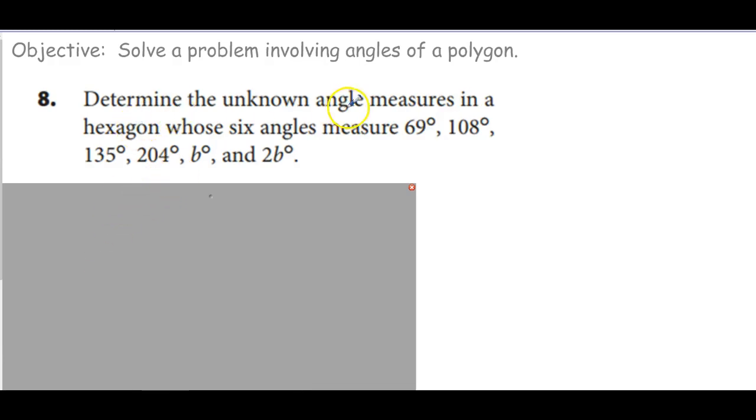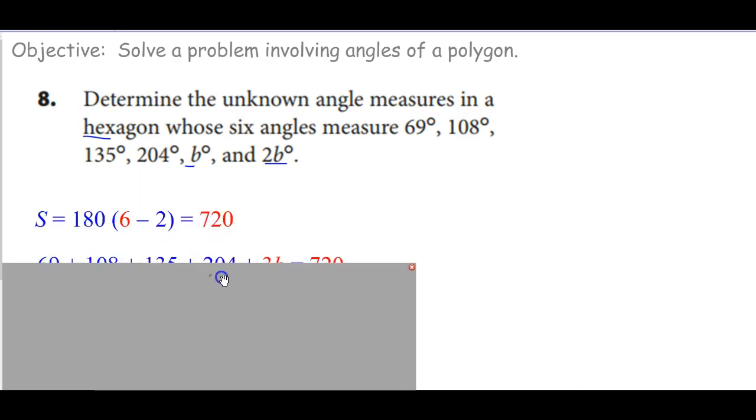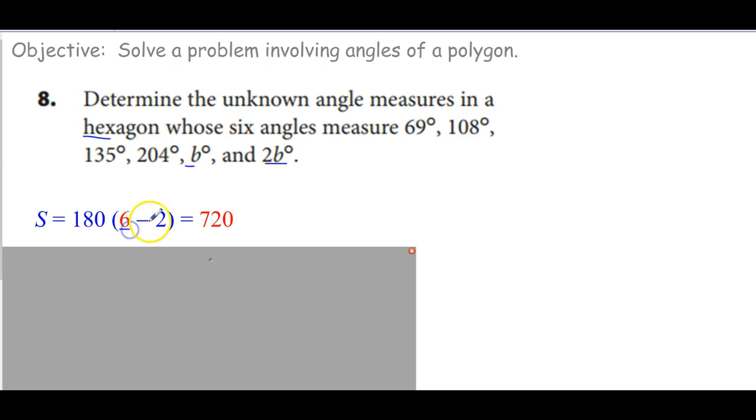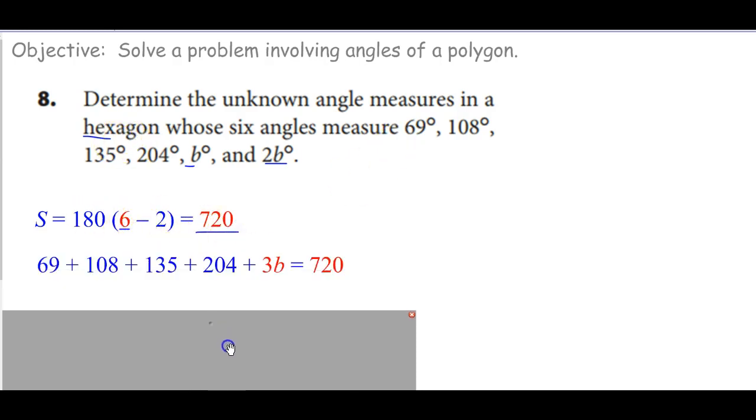Okay, determine the unknown angle measures in a hexagon whose 6 sides are given. Notice 2 of them are in variable terms. The other 4 are numeric. So for a hexagon with 6 sides, 6 minus 2 is 4. 4 times 180, 720. So the sum of all those angles, so those 4 numbers there, plus 1b and 2b, which I simplified, call that 3b, equals the 720. Add those angles up there, subtract that from both sides, 3b will equal whatever that number is, divide by 3, boom, there's your answer for b.